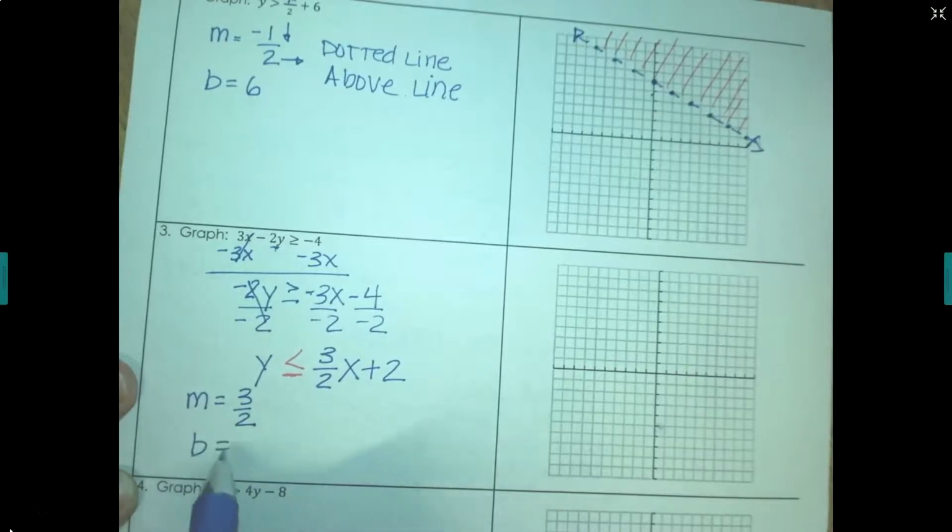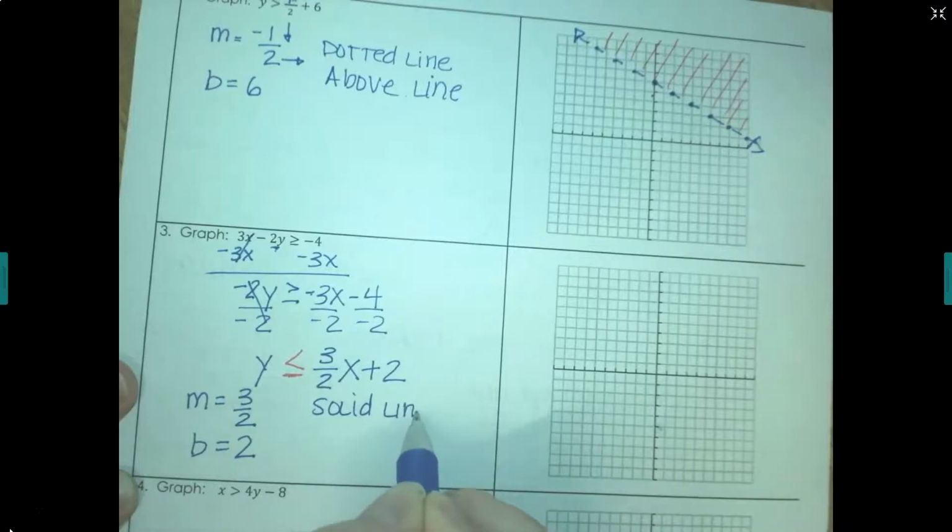My y-intercept is 2. I have an equal to symbol on my inequality, so I want to use a solid line. And it's a less than, and less than means shade below the line.